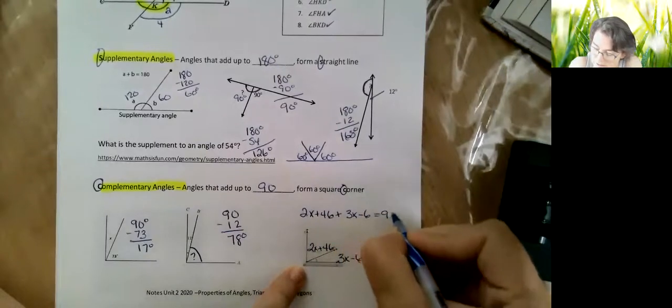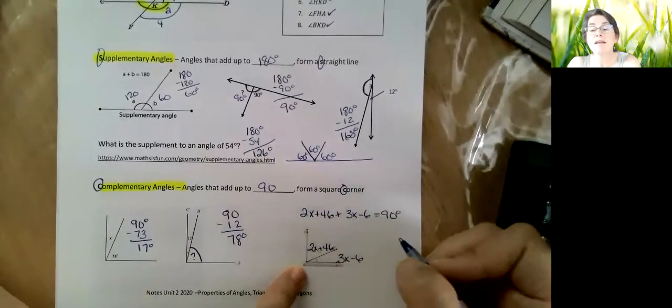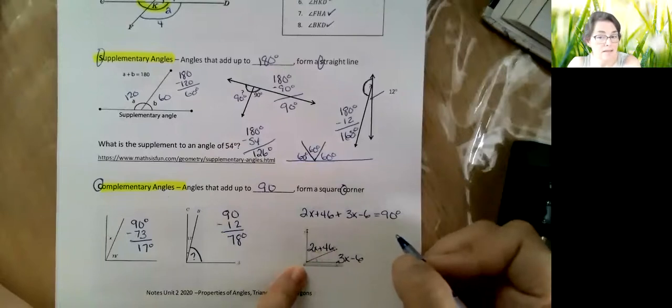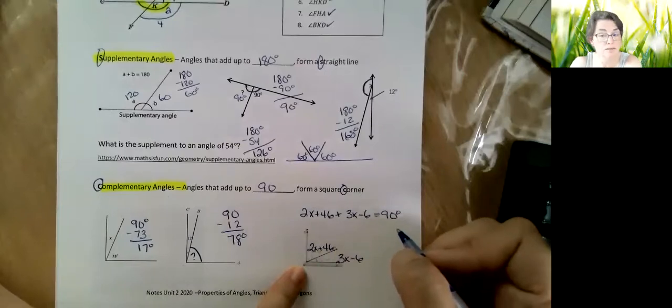I don't know. But I do know that these two form a square corner, so they equal 90. So if I add them up, I'm going to get 90 degrees. And then you have a handy dandy equation that you have to solve. And you know the steps for solving equations because you have gone through the videos on those. If not, you should. It's easy.